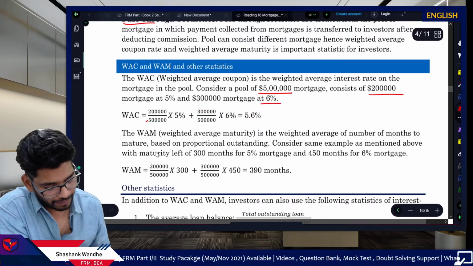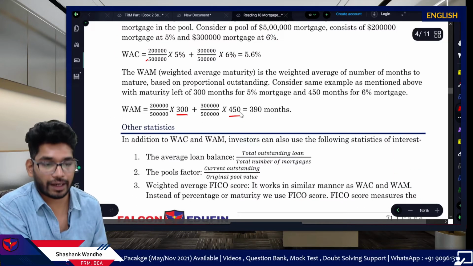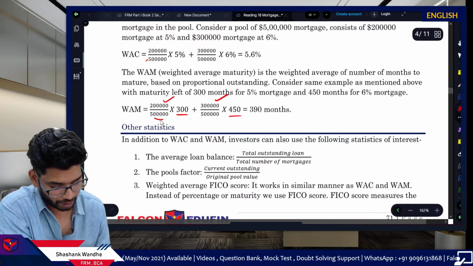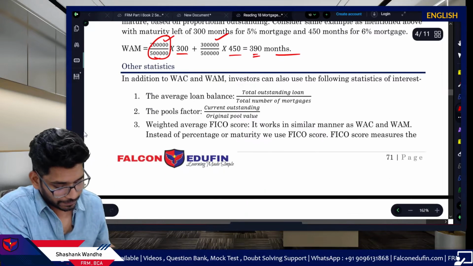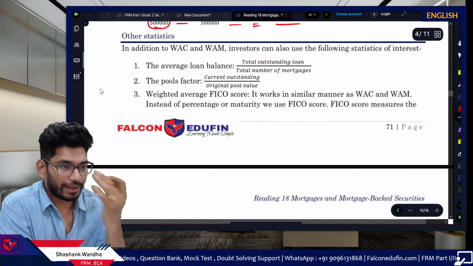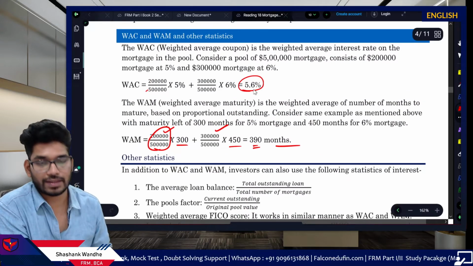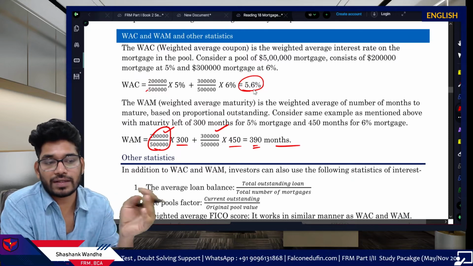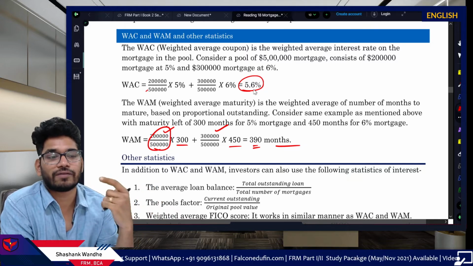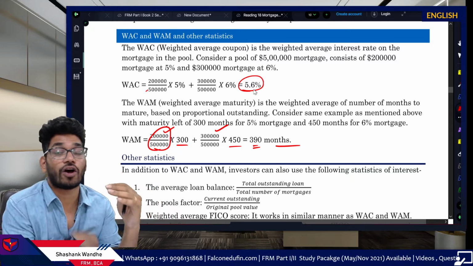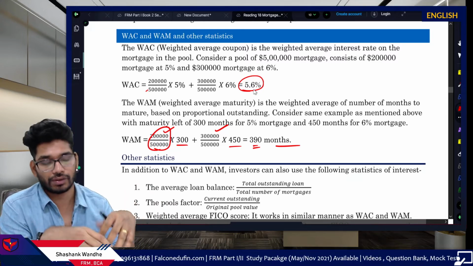Fine. In similar fashion, we can also find out the weighted average maturity. So this is the maturity of the first loan, maturity of the second loan, and weight of the first loan, weight of the second loan. 2 by 5, 3 by 5, and 390 months. Now the investor got the right information, or the proper information. After knowing this, that is, the pool has a 5.6% weighted average coupon, definitely the investor will take the call of investing in the security, or valuing or pricing these MBS securities, based on this information.